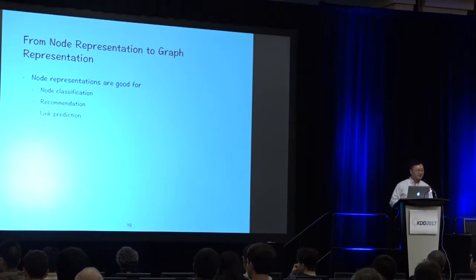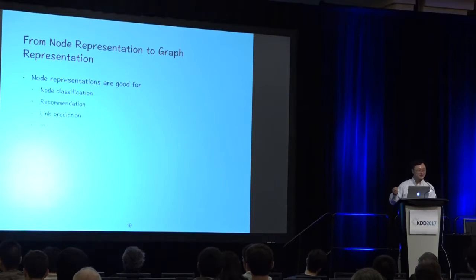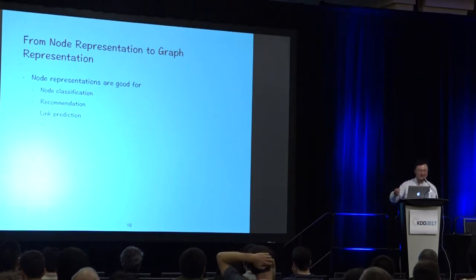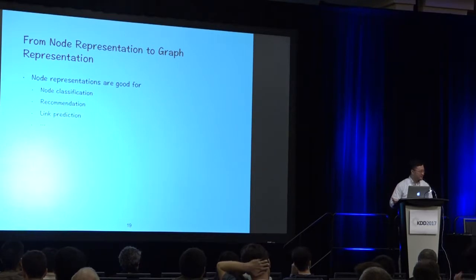And think about the tasks. If you just want to do node classification, maybe finding the node representation is good enough, right? If you want to do recommendation, all you need to do is find the representation of the two nodes, right? But sometimes our data mining tasks require us to understand the semantics of entire networks, such as community detection, or predicting information cascades.